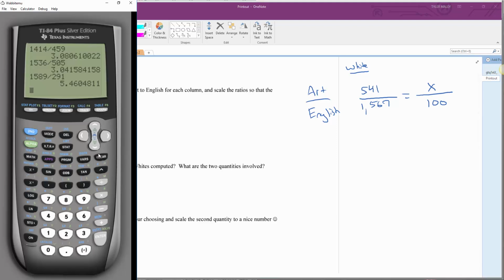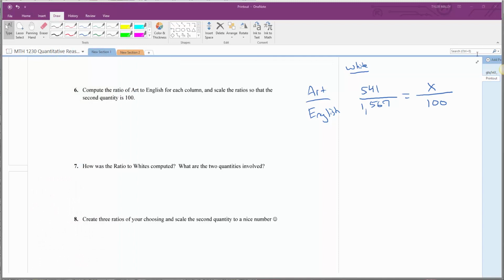So in order to solve for that unknown, I'm going to take 541 times 100, the diagonal with the two numbers, and then divide by the one number left. So 1,567, and I get roughly 34.5, right? So this would be 34.5 for whites. We could do this for every group: Asians, Latinos, and blacks.